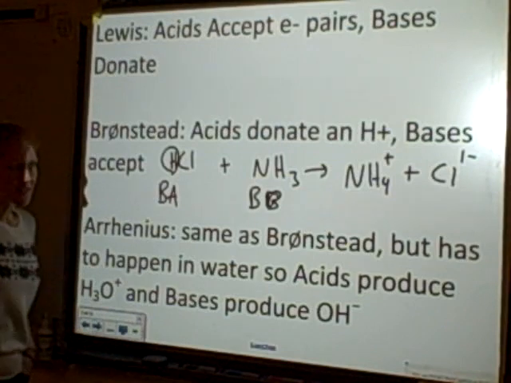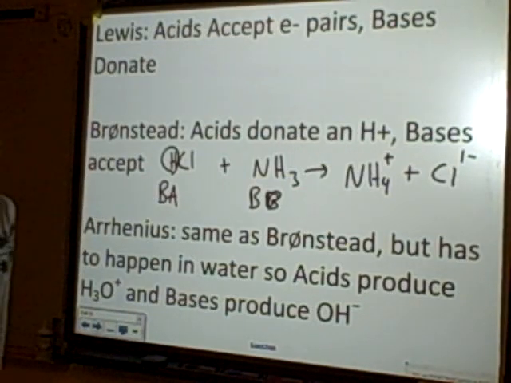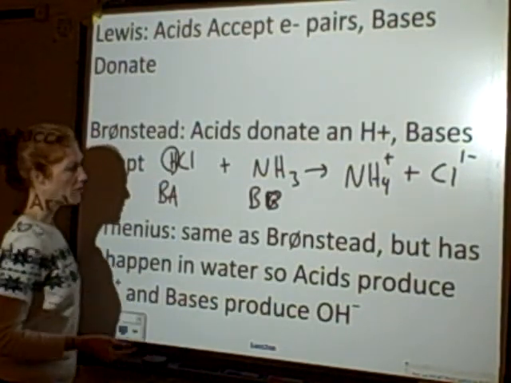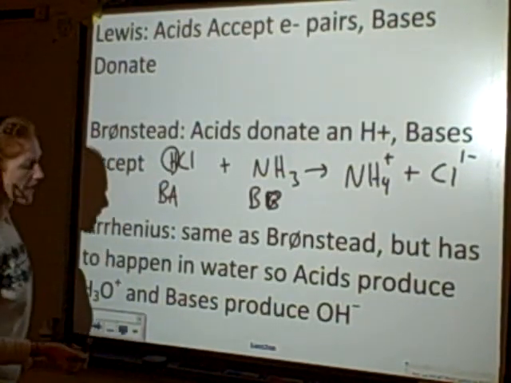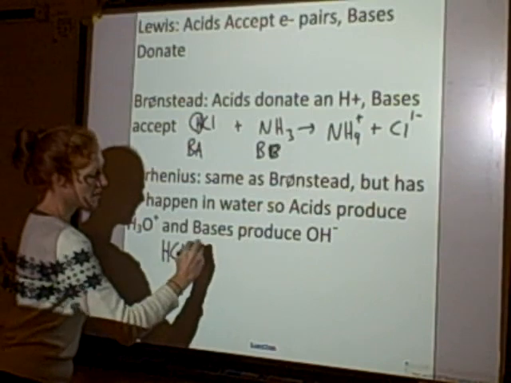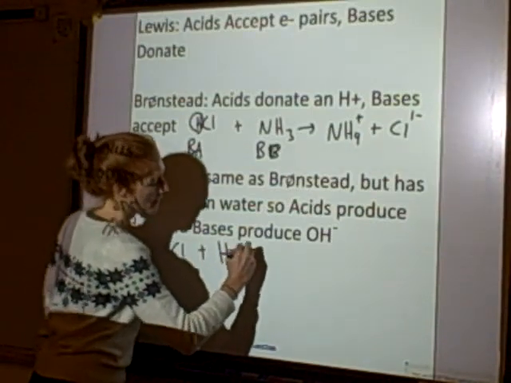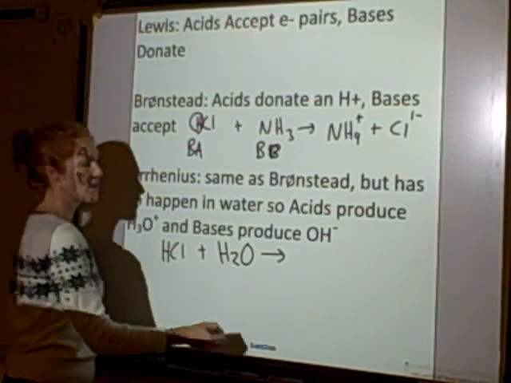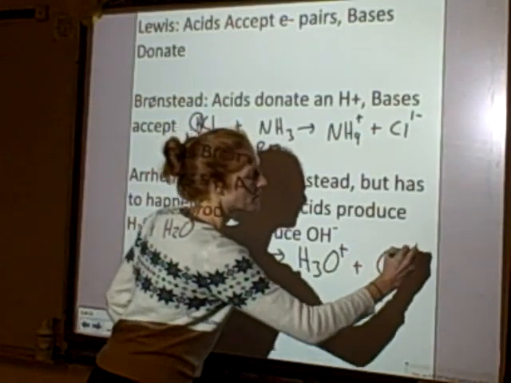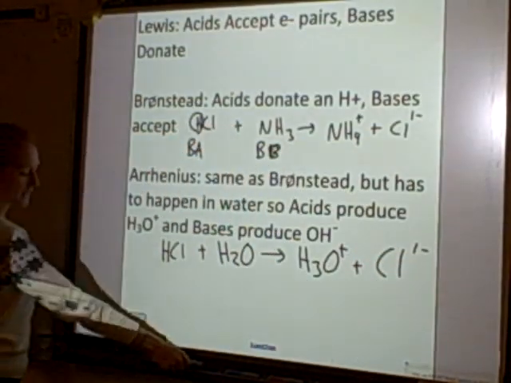And then for Arrhenius, Arrhenius is the same thing as a Bronsted, but it has to happen in water, because the Arrhenius definition is that an Arrhenius acid is going to produce an H+ in water, or produce hydronium ion, and the bases produce hydroxide. So if I put this hydrochloric acid in water, it'll behave as an Arrhenius acid. Let's look. I had HCl, and I put it in water. This guy donates an H+ to the water, so it ends up making hydronium ion, and still leaves behind the chloride ion. So I can see that that's going to be my Arrhenius acid.